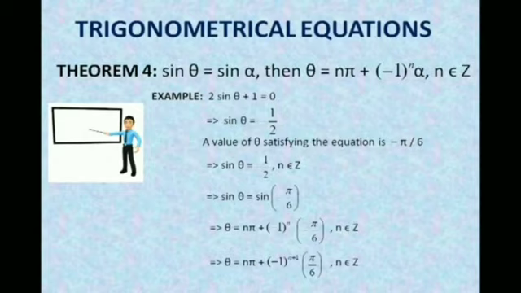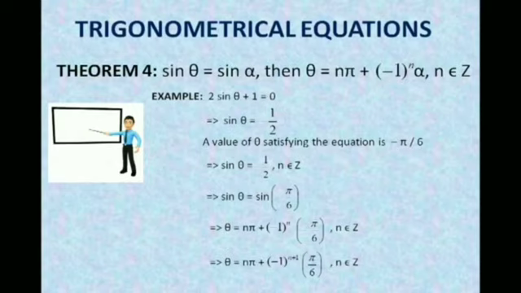We know that at minus 30 degrees, that means when theta is minus pi by 6, then sine theta is coming out to be minus 1 by 2. So we see that sine theta is equal to minus 1 by 2 means sine theta is equal to sine minus pi by 6, minus 30 degrees. So we got the value of alpha here.